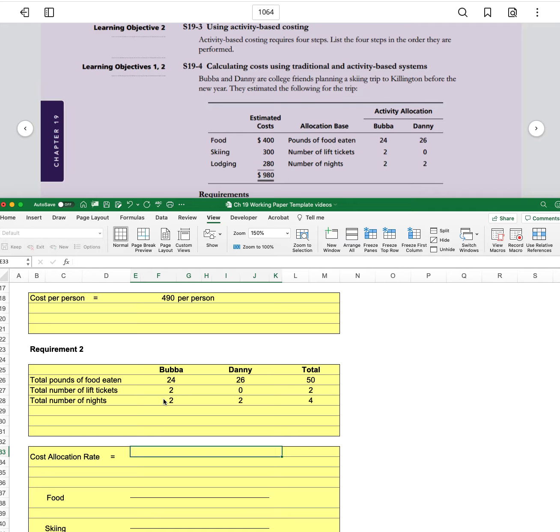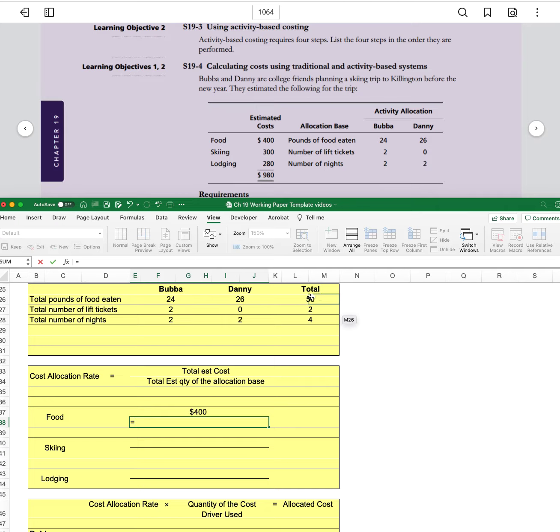So now that we have that, the cost allocation rate is going to be our total estimated cost divided by the total estimated quantity of the allocation base. For food, we have an estimated cost of 400, not 4,000, 400, with a base of 50 pounds. If we divide 400 by 50, we get $8 per pound.